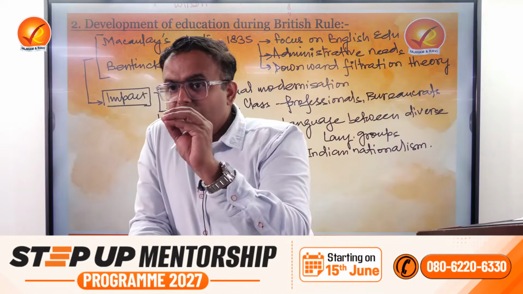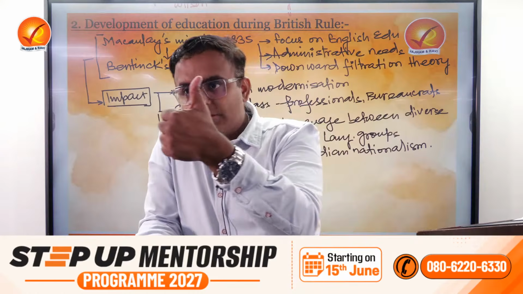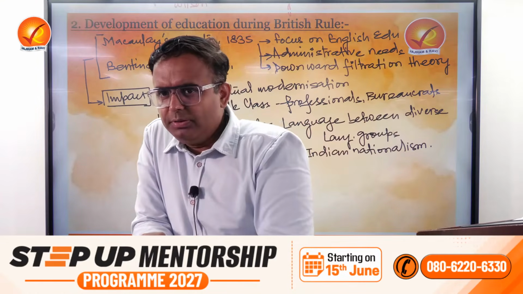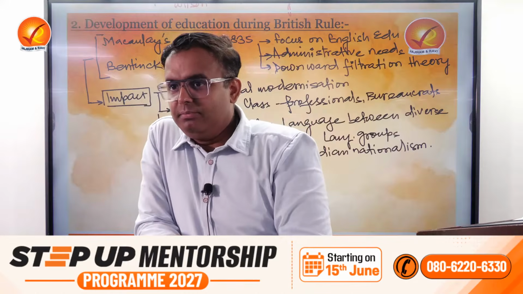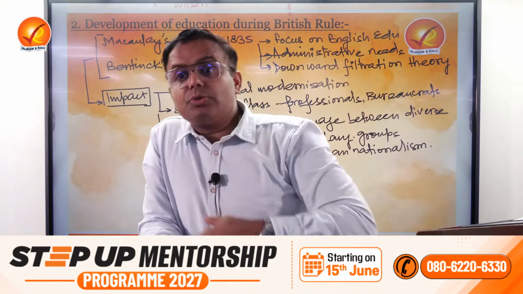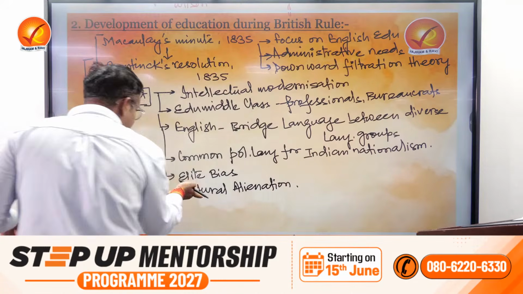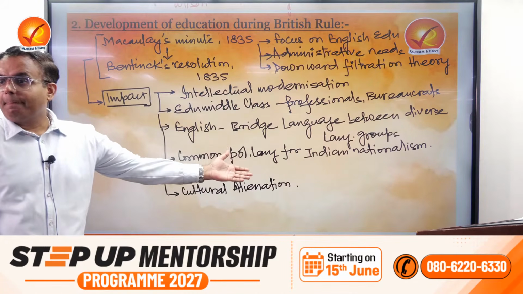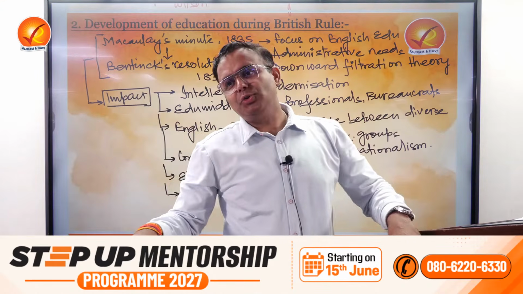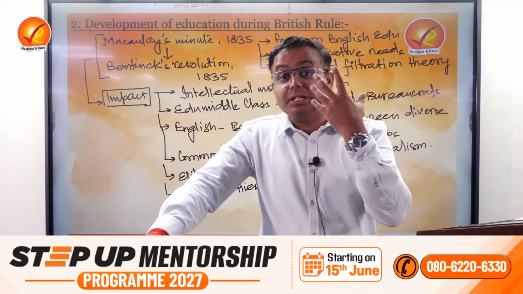And this intellectual modernization later provided leadership for the socio-religious reform movement, the Indian Renaissance and the freedom struggle. But it also has a negative side. You will write that it also led to cultural alienation. Means there are very good Derozians, very good Derozians. That is why they could not get social consent.